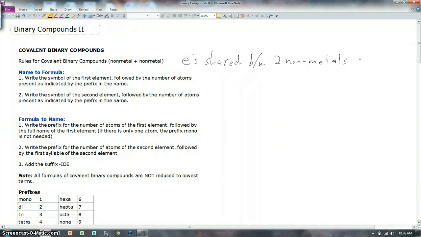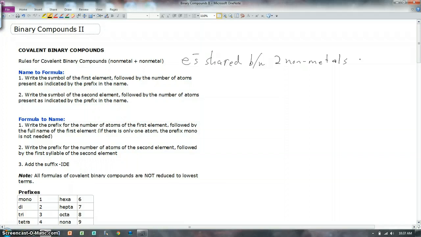So the steps in going from a name to a formula in a covalent binary compound: the first step is to write the symbol of the first element, followed by the number of atoms present, as indicated by the prefix in the name. Then write the symbol of the second element, followed by the number of atoms present, as indicated by the prefix in the name. So very simply, you're just writing the two symbols from the periodic table, just like you did in the ionic compound. And rather than figuring out oxidation states, you're just going to use the prefixes to determine the number of each element.